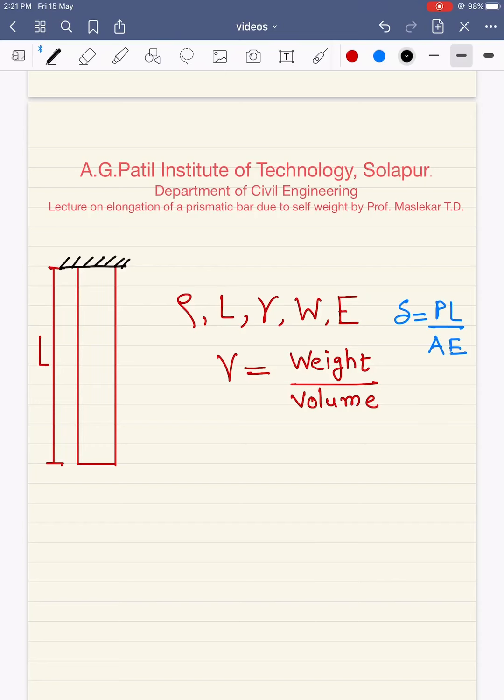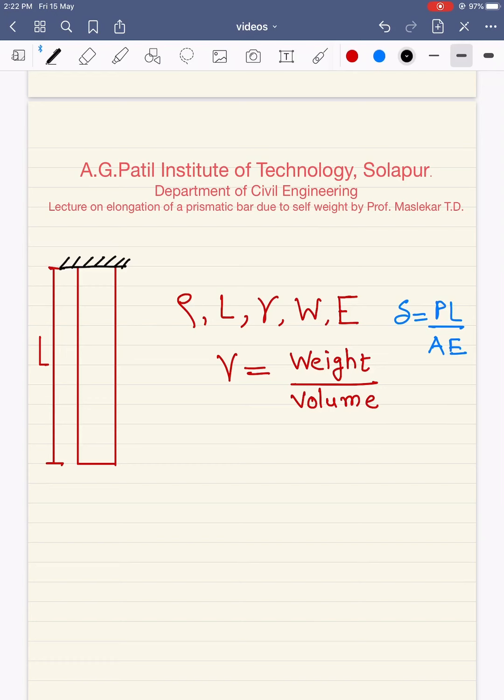Hello students, today we learn how to calculate elongation of a prismatic bar due to its self-weight. So here let's consider a prismatic bar of length L, having mass density rho, gamma is the weight density, W is the weight of the bar and E is the Young's modulus.